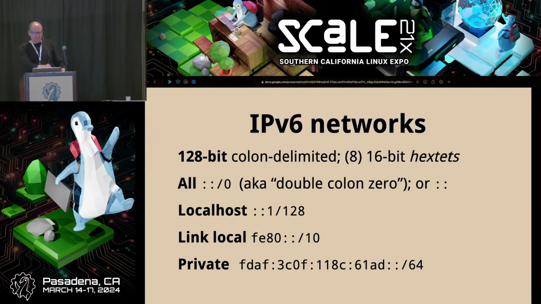FD00, 3C0F, et cetera, et cetera. Right, it's a mess. I love link local, FE80::, that's easy. But yeah, the private addressing is really meant to be non-routable, right? Similar to how BGP on v6 won't accept those routes.